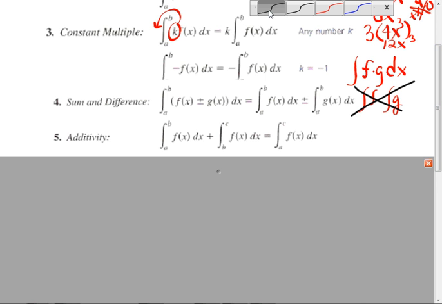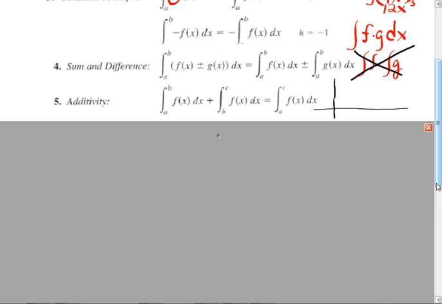So this is saying I want the area from A to B. So here's my function, and here's A, and here's B. That's what an integral is. It's the signed area. I want that. And I want to add the area from B to C.